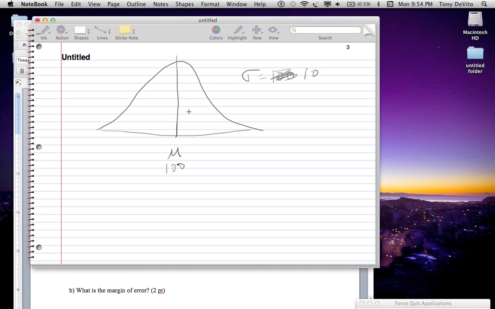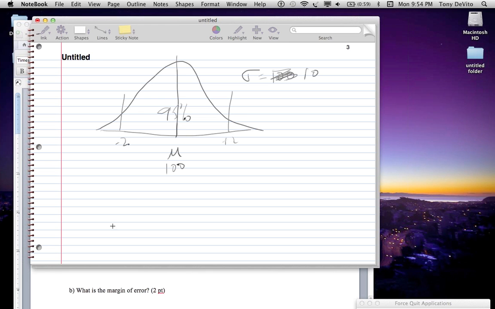So we know that in a standard normal distribution, within two standard deviations of the mean, below and above the mean, -2, +2, we have approximately 95% of the values for that population.